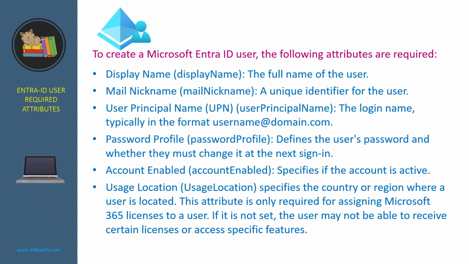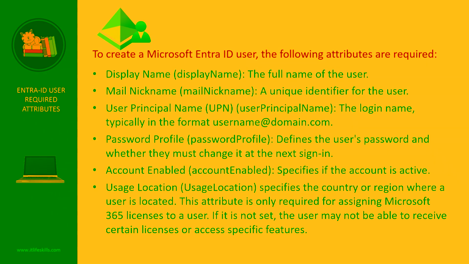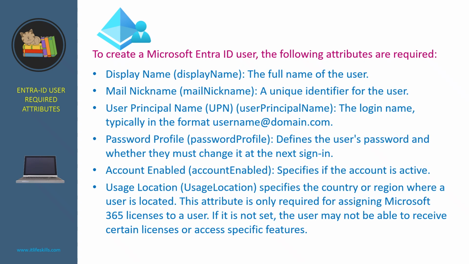To create a Microsoft Entra ID user, the following attributes are required. Display name, the full name of the user. Mail nickname, a unique identifier for the user. User principal name, the login name typically in the format username at domain.com. Password profile defines the user's password and whether they must change it at the next sign-in.